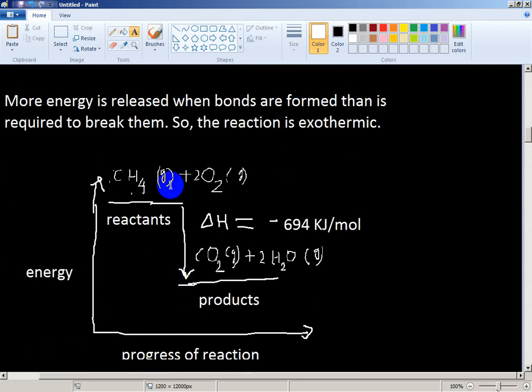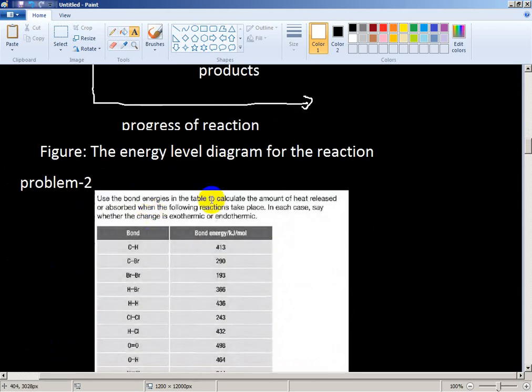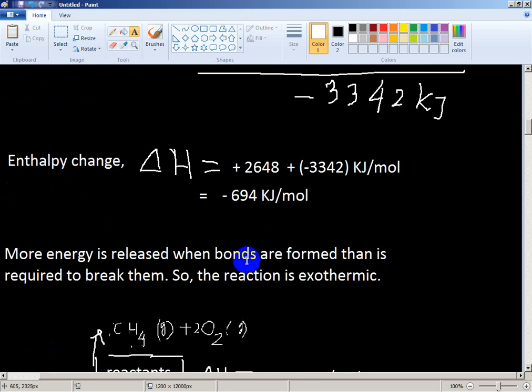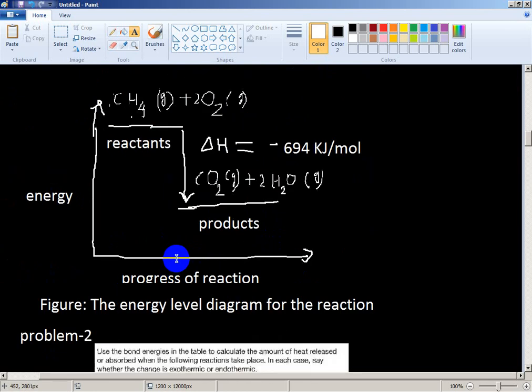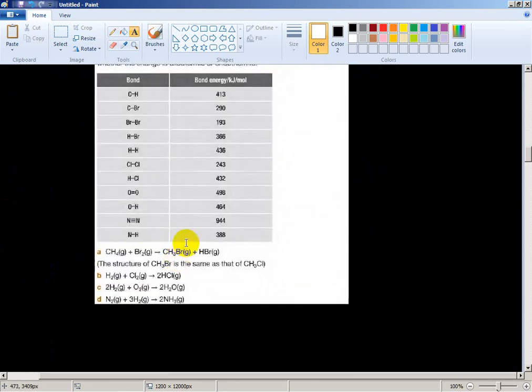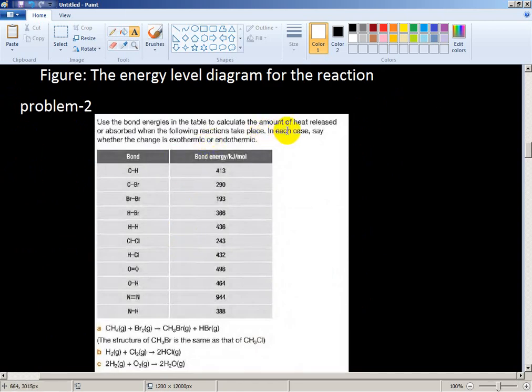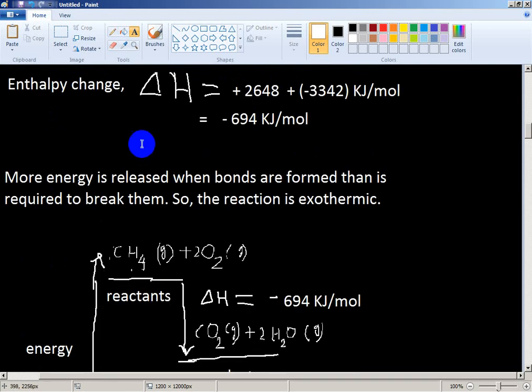Here it doesn't say draw an energy level diagram, so you will only find the enthalpy change, and then say exothermic or endothermic. This is the question criteria. The question says calculate the amount of heat released or absorbed. That means enthalpy change, delta H. Then you say either it is exothermic or endothermic.